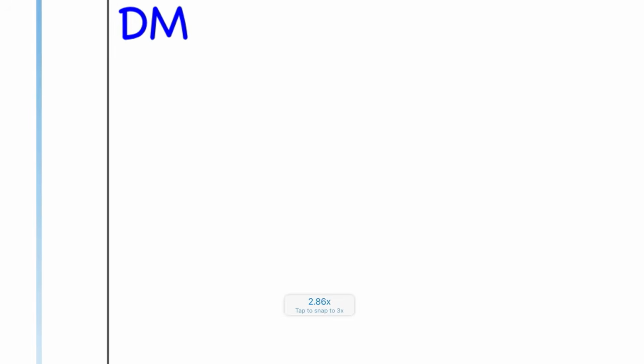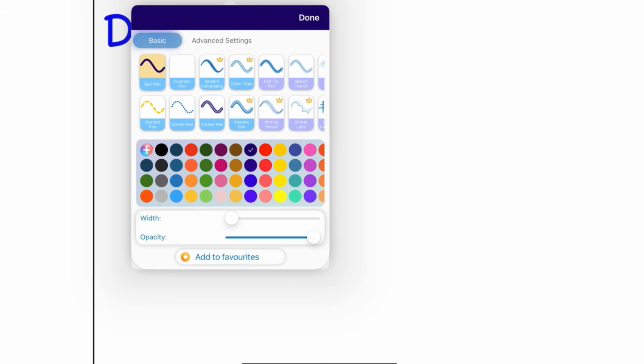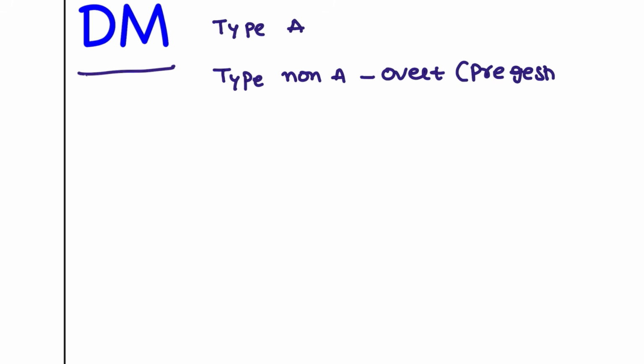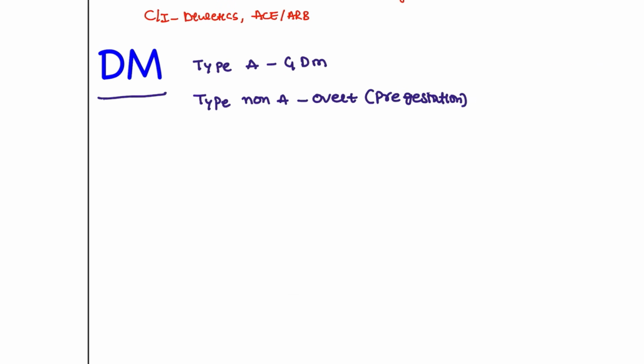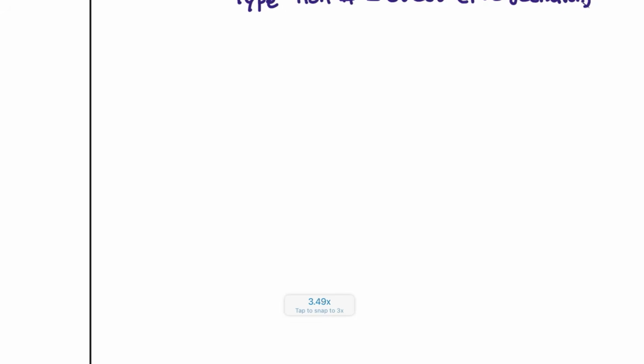Next, moving on to diabetes mellitus. For the patient who is suffering from diabetes mellitus, there is a criteria, two types: type A and type non-A. Non-A is overt, or we can say pre-gestational. Before the patient became pregnant, she already had this condition. Type A presents as gestational diabetes mellitus. This presents only at the time of pregnancy, usually after 24 weeks, because insulin resistance will be high at this point.